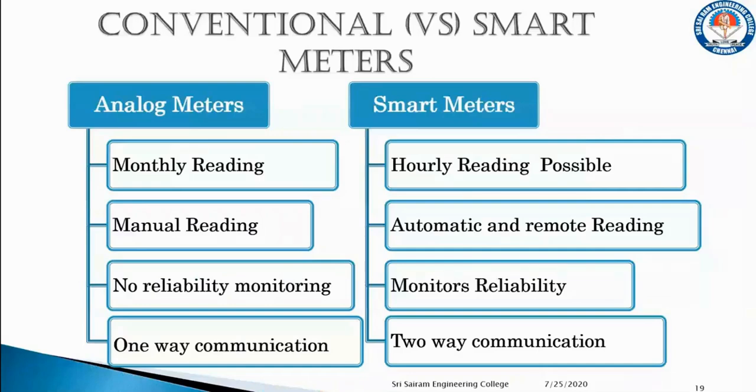This slide shows the difference between the analog meters and the smart meters. In analog meters, the meter reading occurs on a monthly basis, but in smart meters we can have the reading on an hourly basis. The reading takes place manually in analog meters, but in smart meters we can have the reading even in a remote place, and it can be done automatically. In analog meters we do not have any reliability, but here the reliability of the system is being monitored. In analog meters it is one-way communication, but in smart meters it is two-way communication.